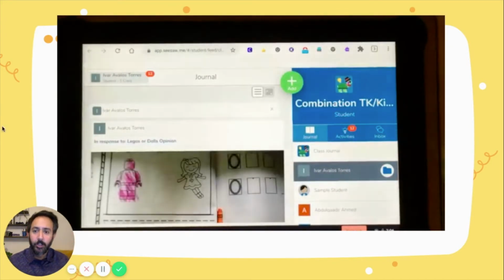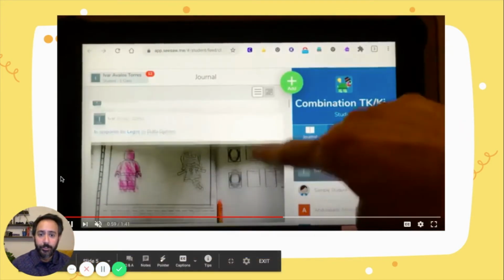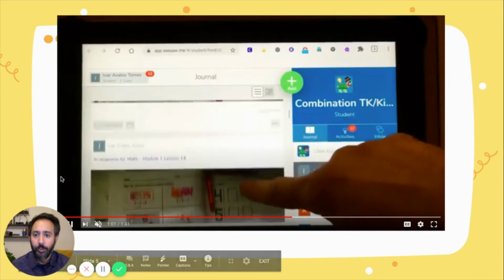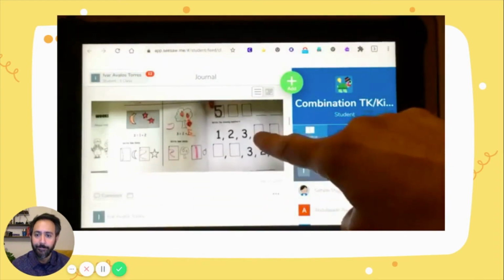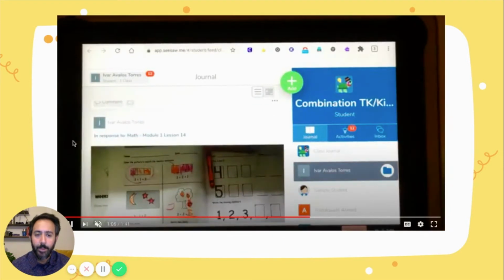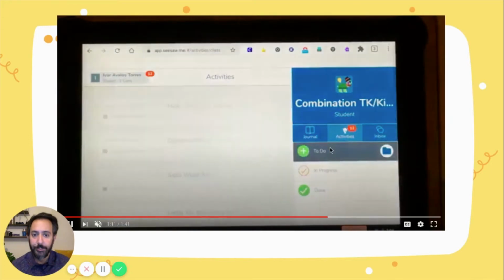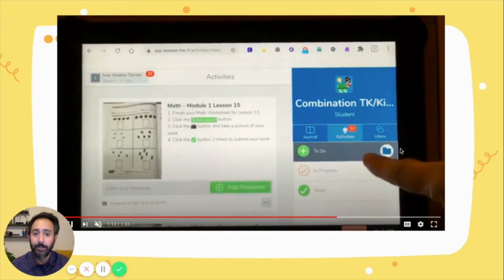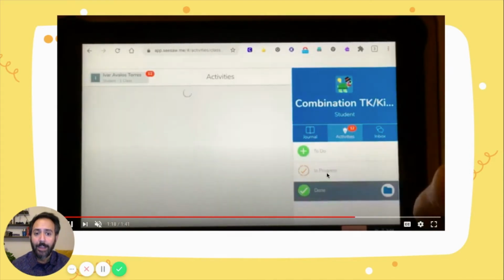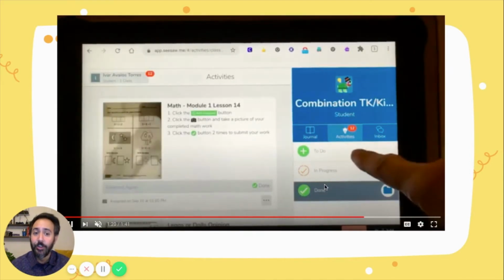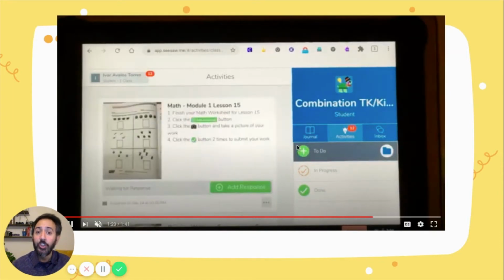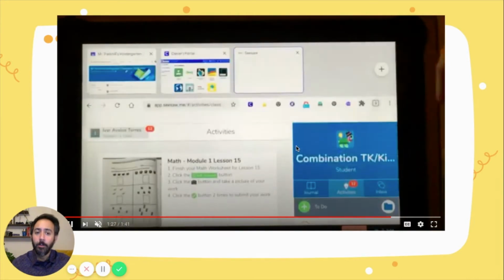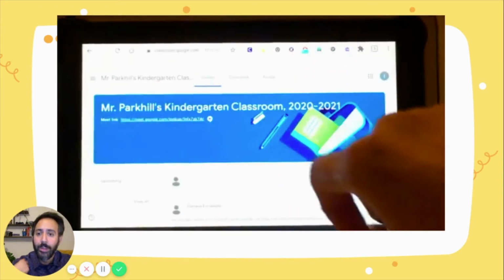This is what Seesaw looks like in your student's login. On the left, we have a journal of completed activities. When you click to find the work that your student has to still complete, click on the Activities button. There you'll see activities are broken down by the left to do, activities that are in progress, and the activities that are done. So you want to look in the to-do to see new activities and assignments that are uploaded throughout the day and throughout the week.